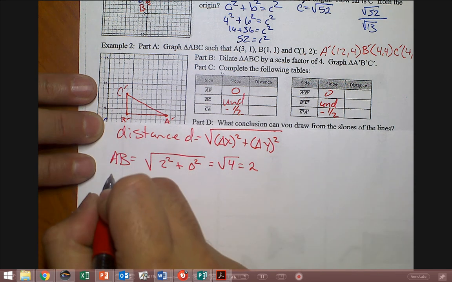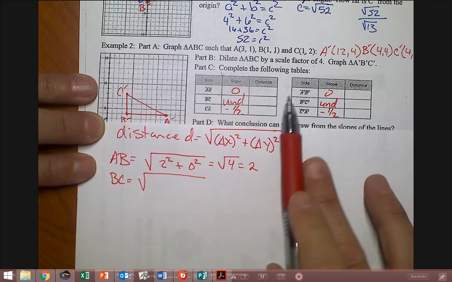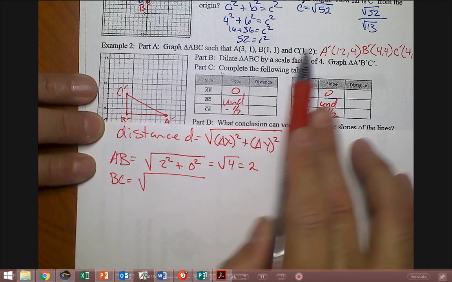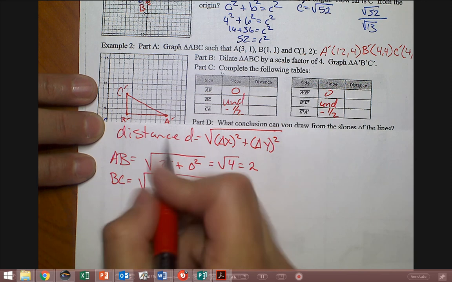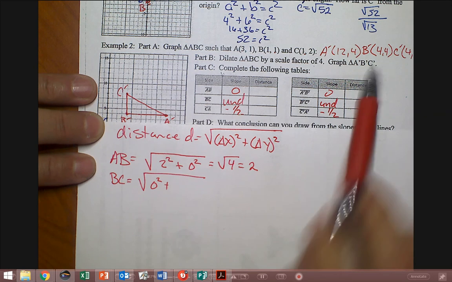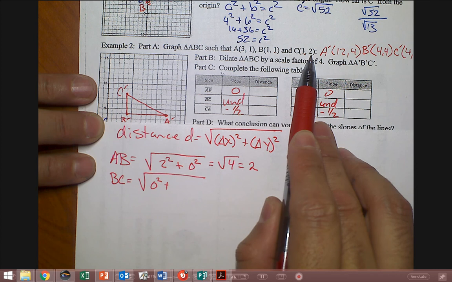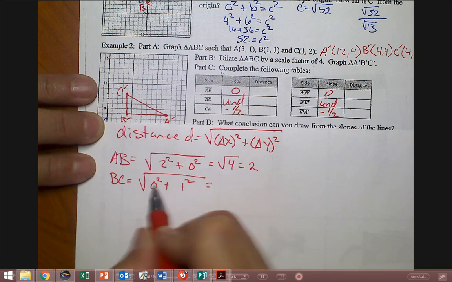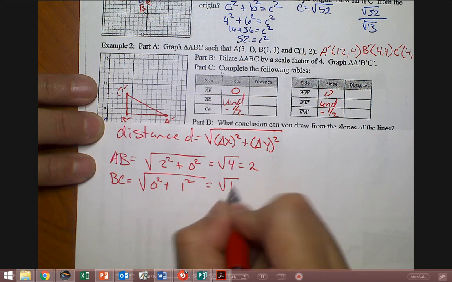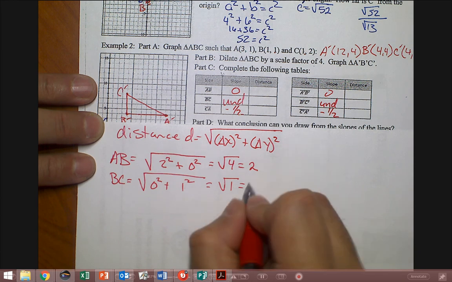Now let's do the next one. Let's do BC. Again, square root. How far is 1 away from 1? 0. Very good. 0 squared plus. How far is 1 away from 2? Is it just 1 away? Yeah, it's 1 squared. So 1 squared is 1, 0 squared is 0. 1 and 0 gives me just the square root of 1, which is 1.